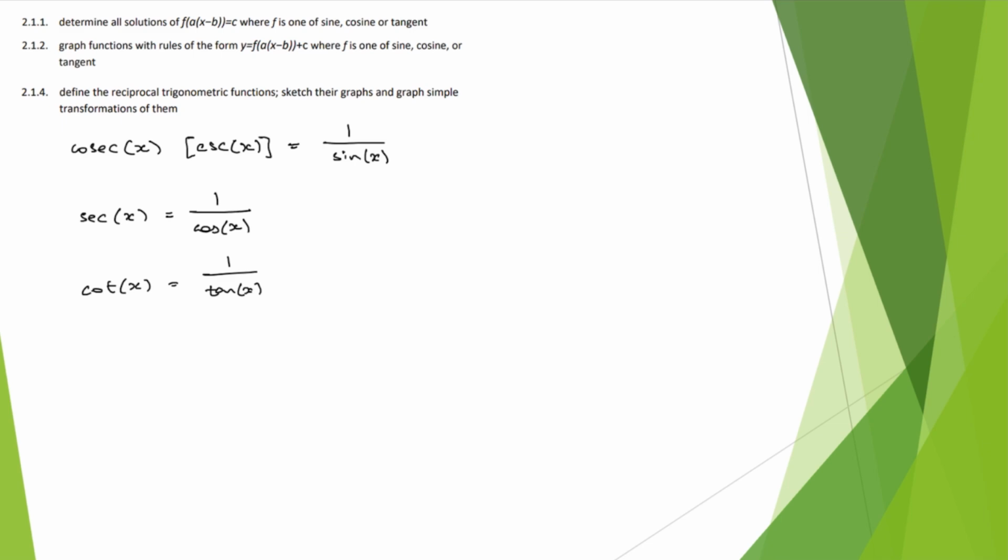So if I'm looking at cosecant of x, the easiest way to graph any of these reciprocal functions is to first of all graph the basic trigonometric function. In this case, this is y equals sine x.